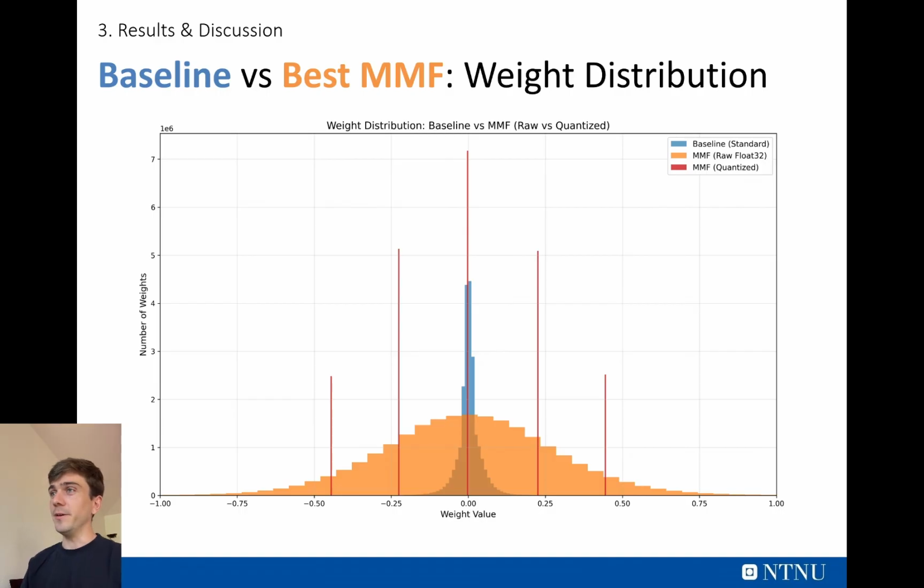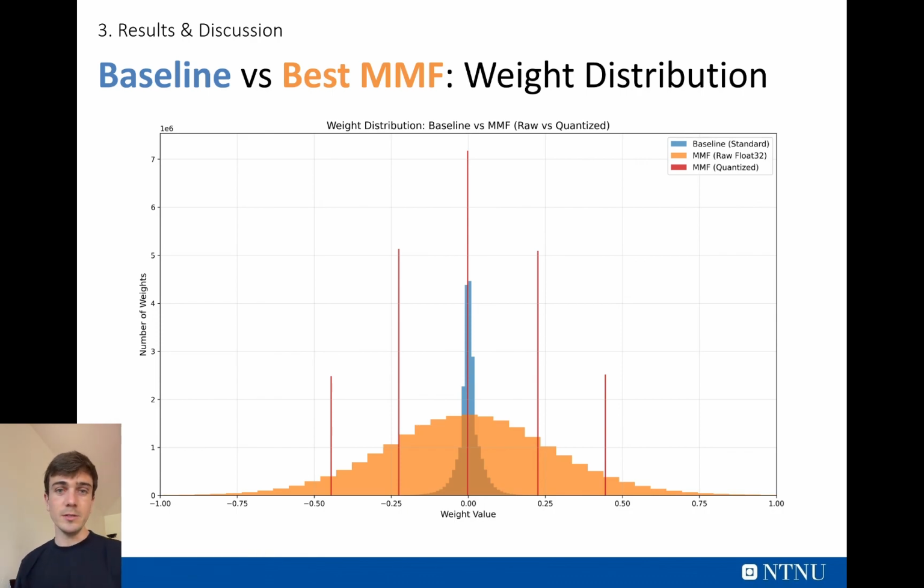Finally, the weight distribution from both models. So here for the baseline it is in blue, and we can see that the values are distributed very close to 0. And then for the matmul3, there are two colors, the orange one and the red one.